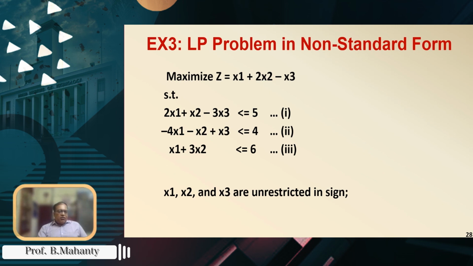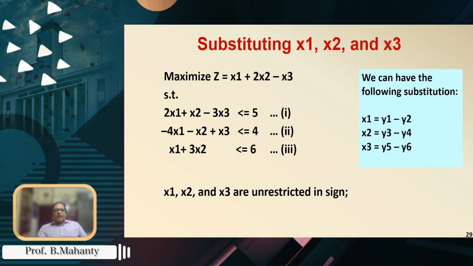One thing is clear: the constraints have no problem. You simply add a slack variable in each of these. But x1, x2, x3 are unrestricted in sign, so each of them should be replaced by the difference of two variables. That means instead of three variables, we are now going to have six different variables. So this is exactly what we do. The substitution is x1 equal to y1 minus y2, x2 equal to y3 minus y4, and x3 equal to y5 minus y6.